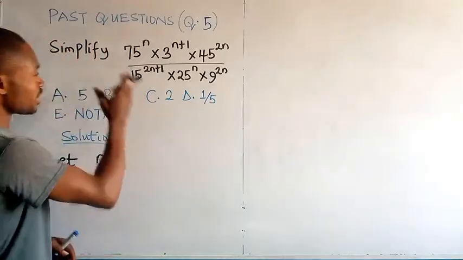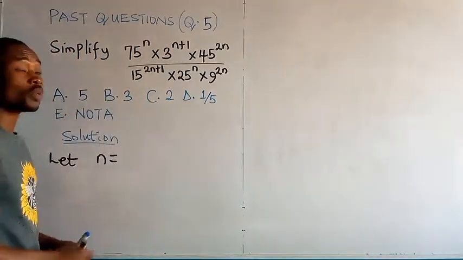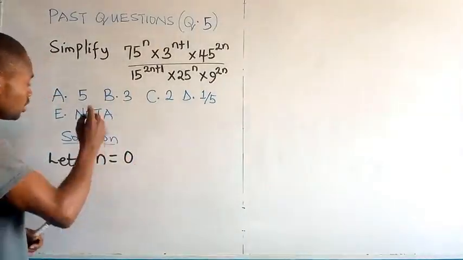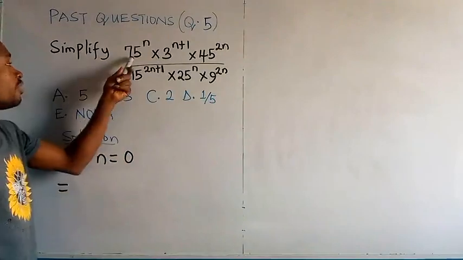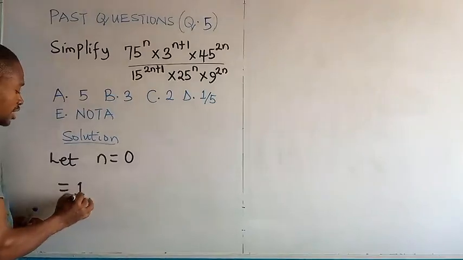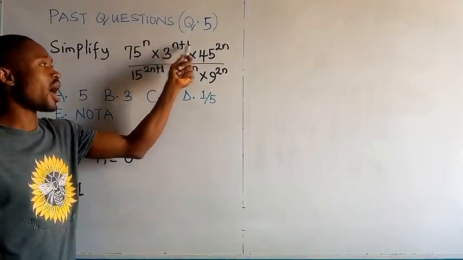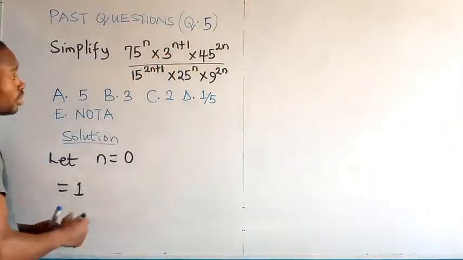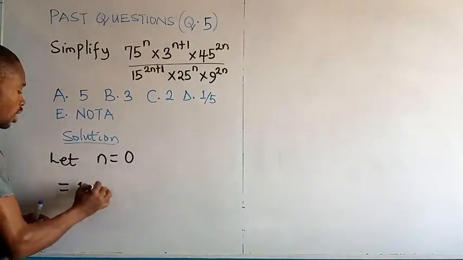The best thing to do if you are seated in the exam hall is selecting n to be equal to 0. So if n is equal to 0, come over here, let's work it out quickly. This is now going to be equal to 75 raised to the power 0, which will give you what? 1. So we have 1, and then times, fix 0 here, add it to 1, you get 1 as the power of this 3. 3 times 3 raised to the power 1 is going to give us 3.